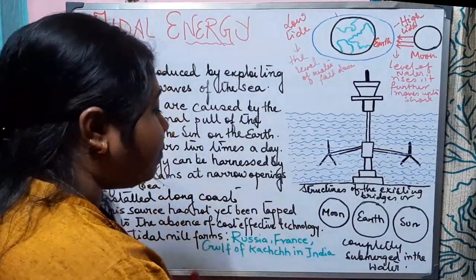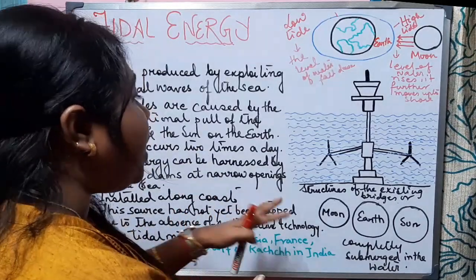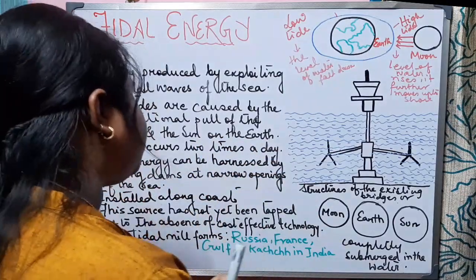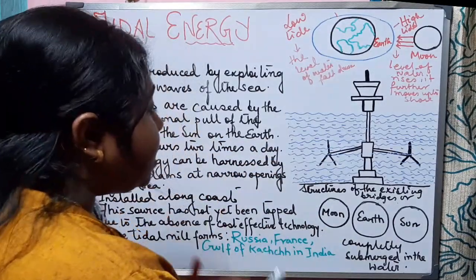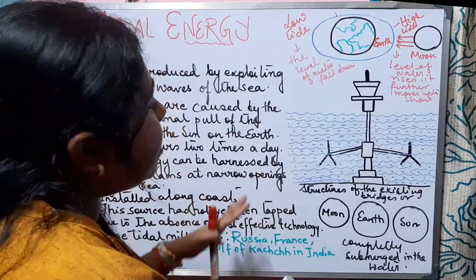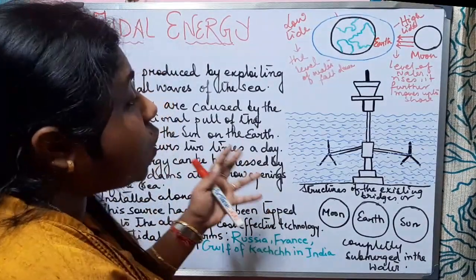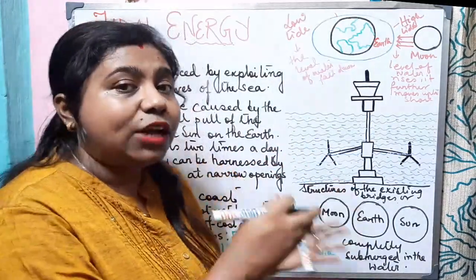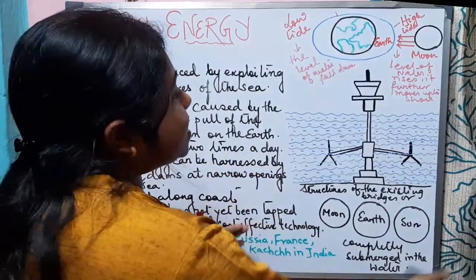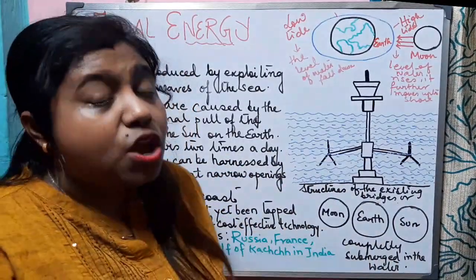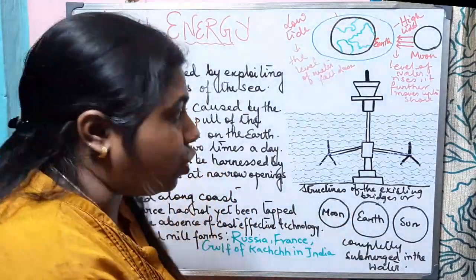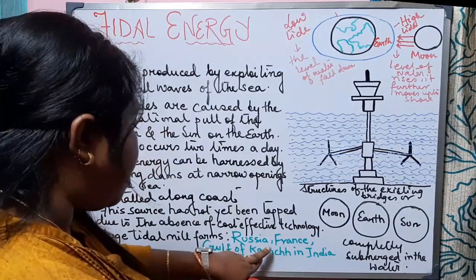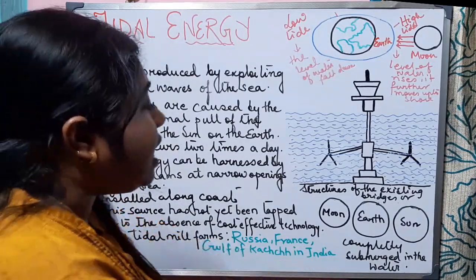We obtain the tidal energy by exploiting the tidal waves. Now we are not utilizing or tapping this source of energy recently. Why? Because there is an absence of cost-effective technology, as it is quite costly to set up the tidal plants. That is why we are not using this source of energy for the time being, but we will use it in the future. There are huge tidal farms found in Russia, France and the Gulf of Kutch in India.